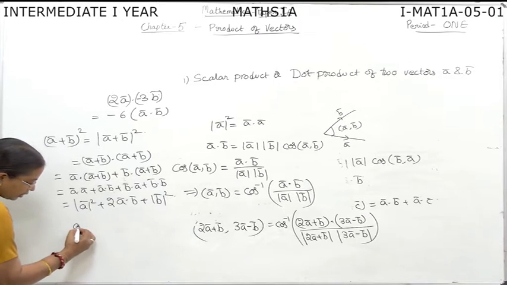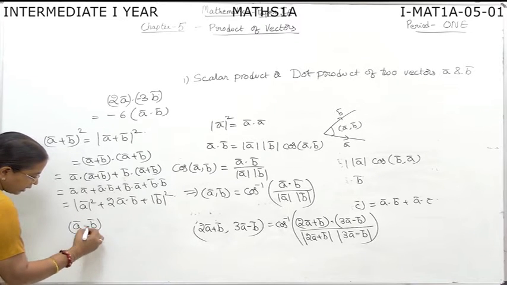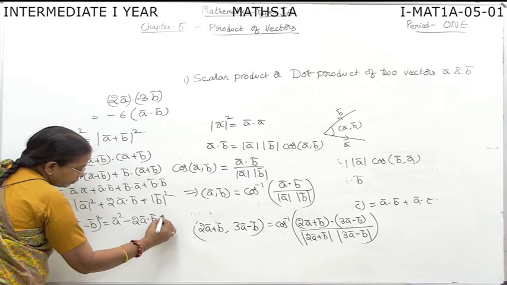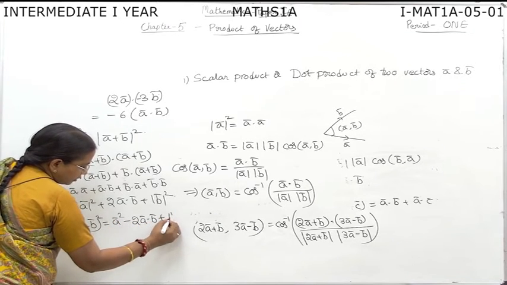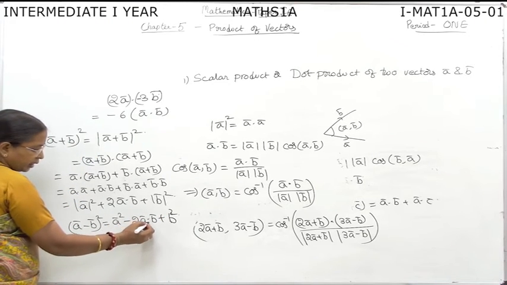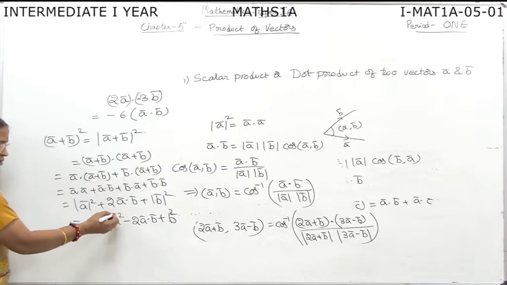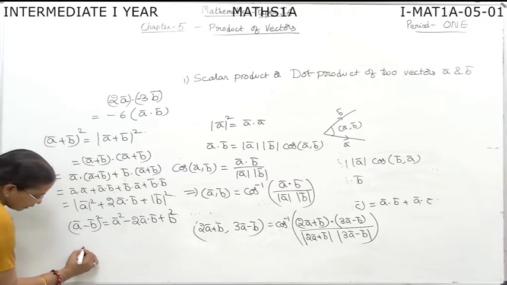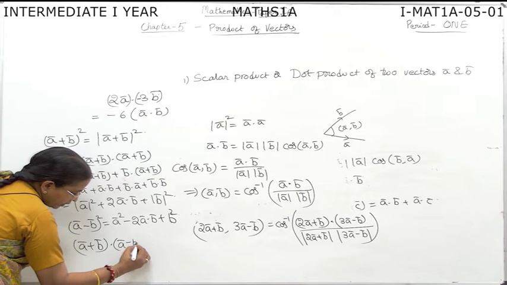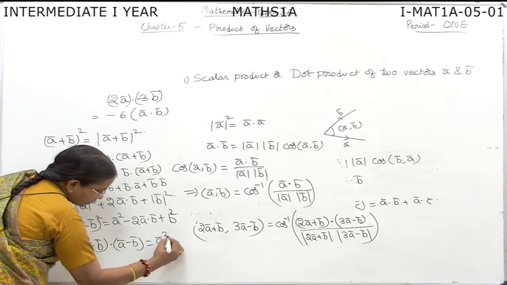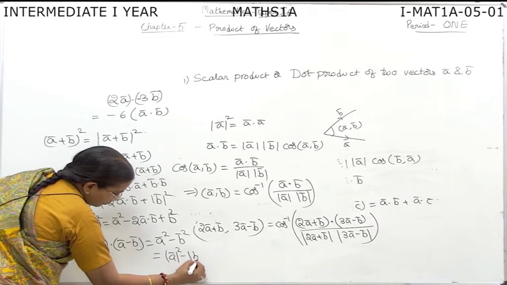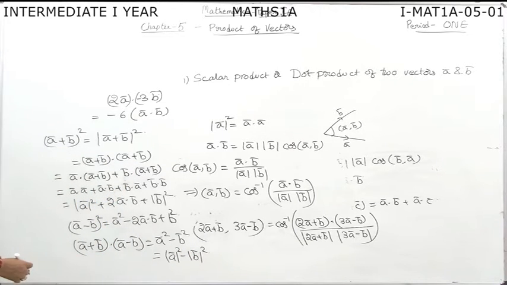And then in the same way, you have (a − b) whole square as a square minus 2 a dot b plus b square. You already have these formula identities, but instead of ab, 2ab, you should write a dot b. A square means mod a square, b square means mod b square, like that. The same way, (a + b) dot (a − b) is equal to a square minus b square, or it is mod a square minus mod b square. So we have the formula like this.